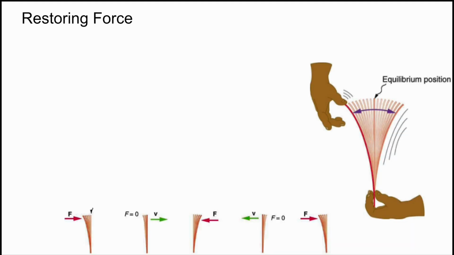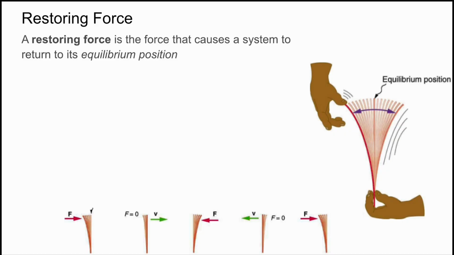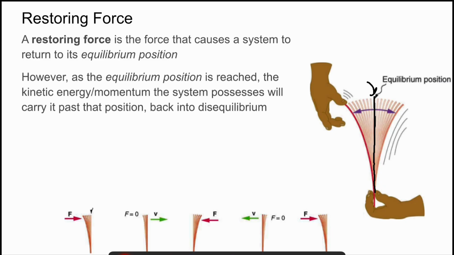So as a system oscillates, what is causing it to move through those cycles is what we call a restoring force. A restoring force is the force that causes the system to return back to its equilibrium position. Remember that equilibrium position, if we think about this ruler getting flicked between 2 positions while being held. The equilibrium position is right at the center where it would just be sticking up if no flicking had happened, right? However, as the equilibrium position is reached, the kinetic energy or momentum of the system that it possesses will carry it past that position back into disequilibrium.